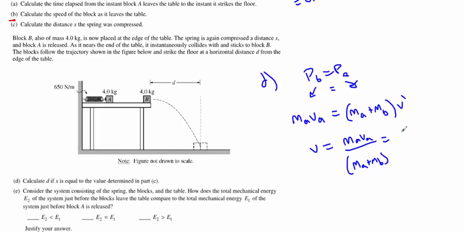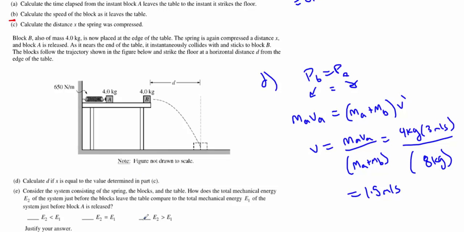which is going to be the 4 kilograms times the 3 meters per second. Divide that by the 4 plus another 4, or 8 kilograms. We end up getting a velocity of half of my original velocity.